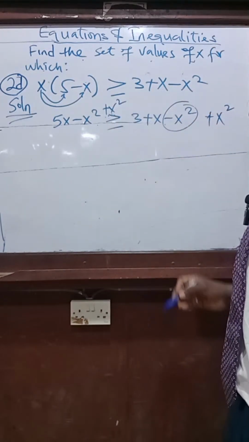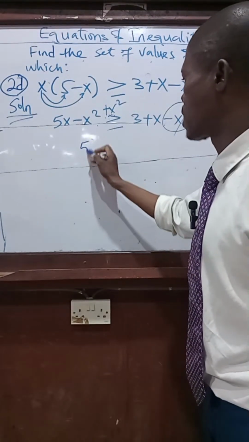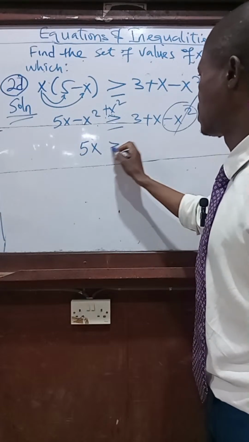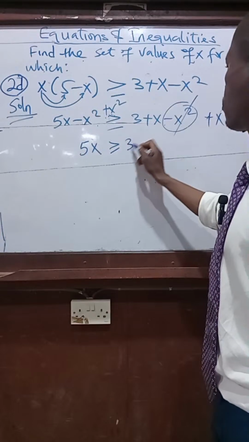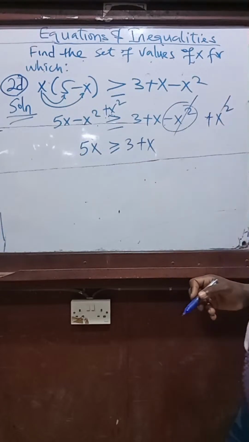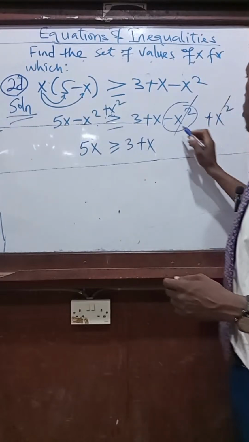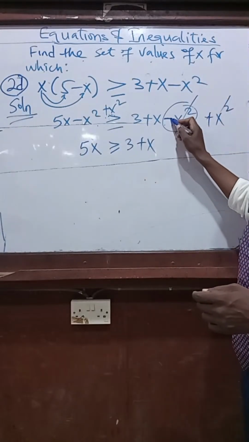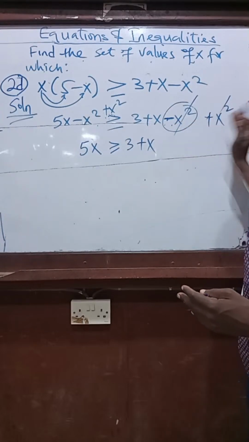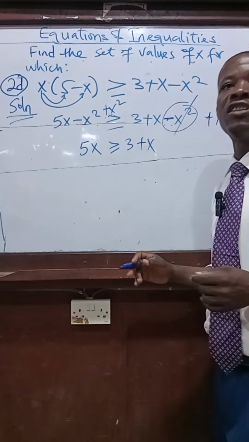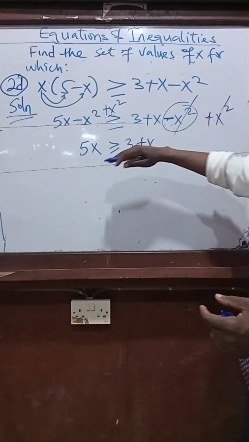So by so doing, this one and this one cancel, and I'll just have 5x greater than or equal to 3 plus x. Okay, so the x squared, we have a minus x squared. The opposite of minus is plus. So add plus x squared to both sides of the equation. Okay, and if you do that, you're going to have this.